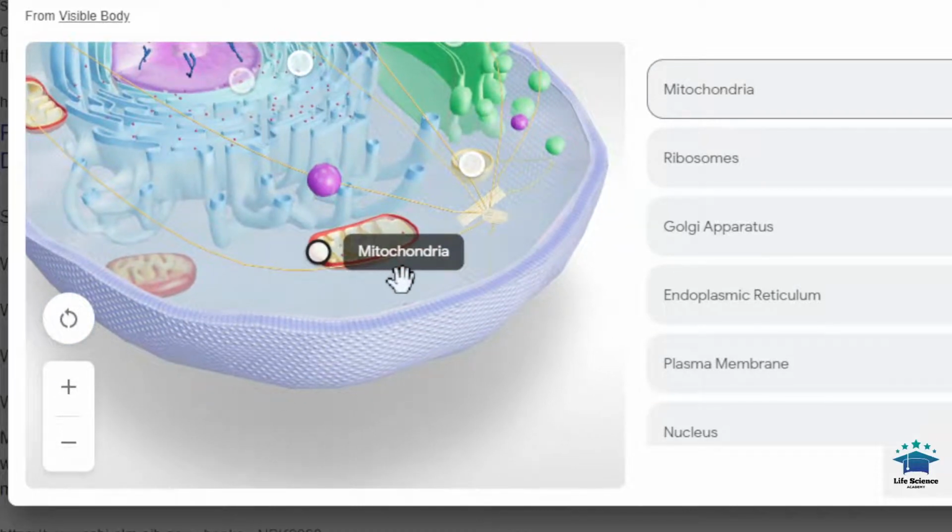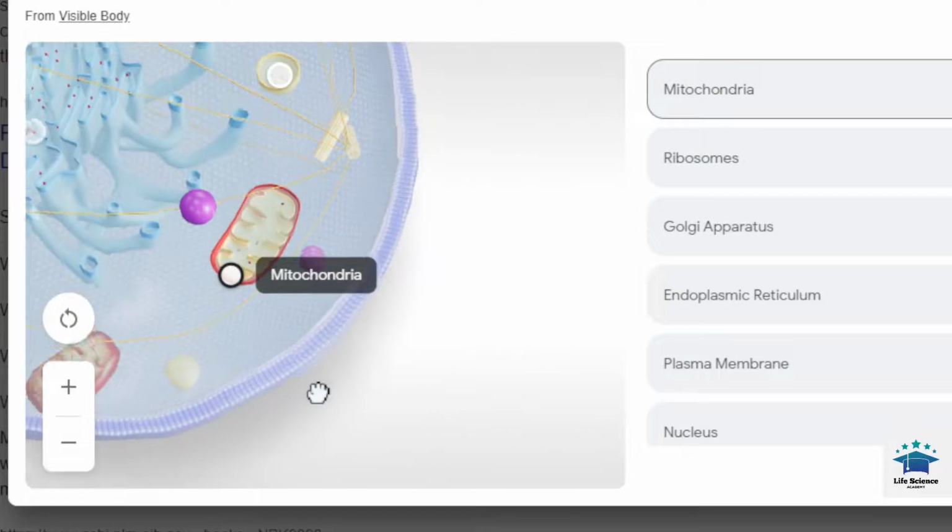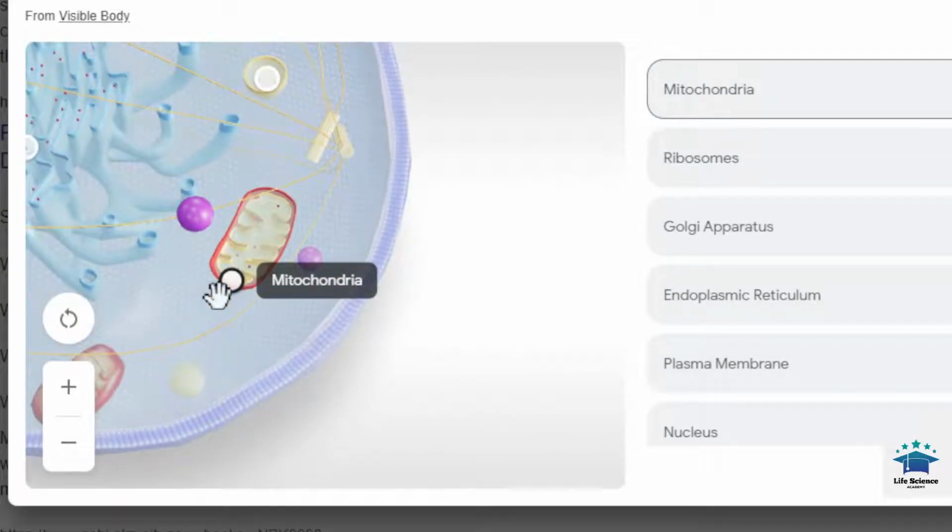This is the mitochondria. This is the energy house. The electron transport chain runs in the mitochondria for the production of lots of ATP.